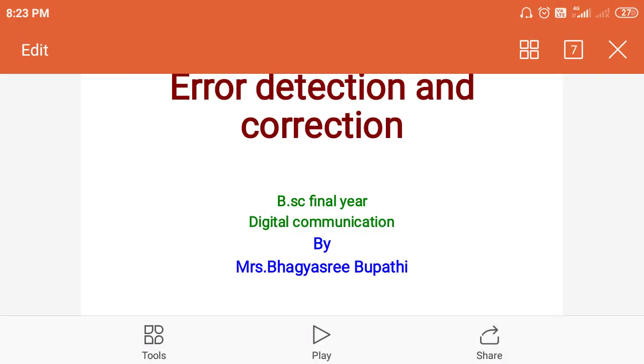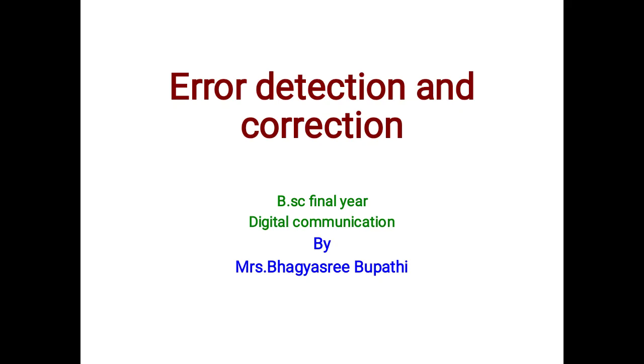Good evening, girls. Till now, we have done with Unit 1 and Unit 2 of Digital Communication, and now we will enter into Unit 3 of Digital Communication. Unit 3 is all about errors, its correction, its detection, and different codes used to correct the errors which are received in the process of communicating.